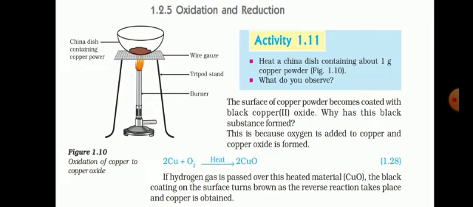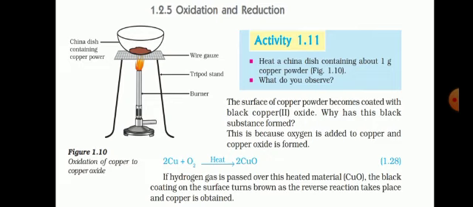Why has this black substance formed? This black substance is formed as a result of copper getting heated in the presence of oxygen. When you're burning that copper powder, it burns in the presence of oxygen, which forms a black coating of copper oxide. So that gives you the change in your end product. You are getting a black color, as it gets coated with black copper oxide. This is because oxygen is added to copper and copper oxide is formed.